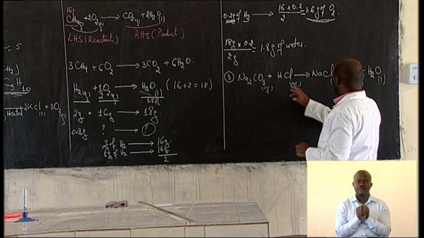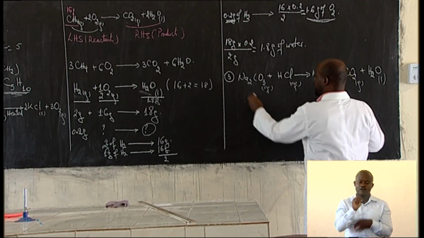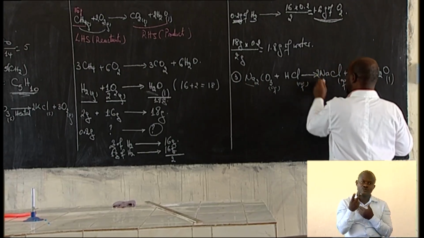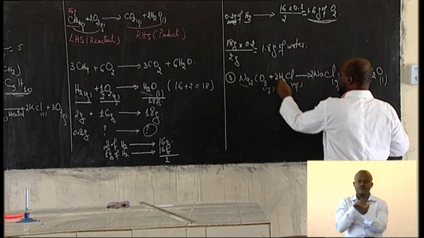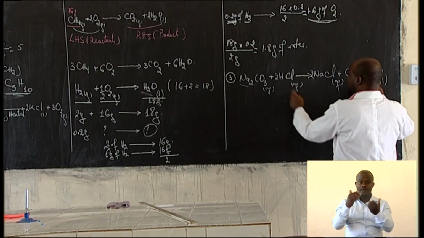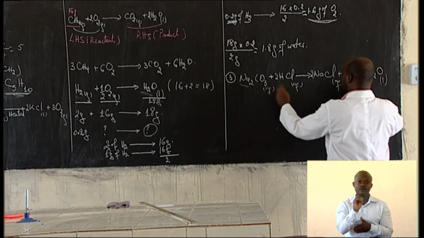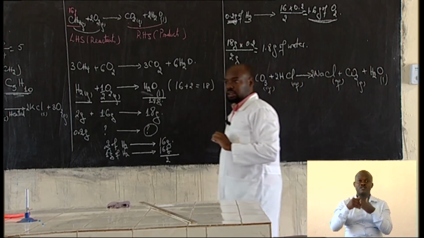How many sodium atoms do we have here? We have 2, so we balance like this. And now we have 2 chlorine atoms, we balance. For hydrogen atoms, it is balanced. Carbon atoms, it is well balanced.